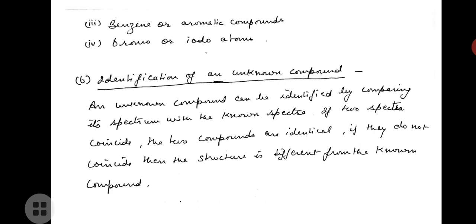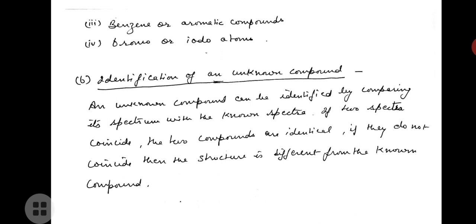Then second is identification of an unknown compound. An unknown compound can be identified by comparing its spectrum with the spectrum of known compounds. Now, if the spectra of both the compounds, that is known and unknown compound, coincide, then we can say that the two compounds are identical.